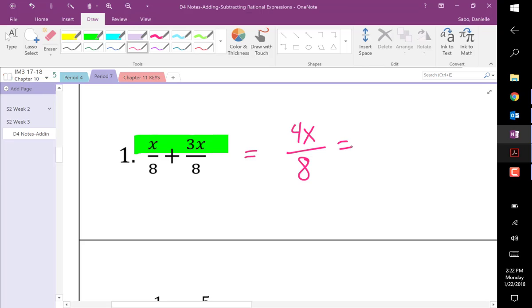How can I reduce 4/8? Divide it by 2, and what's left? You could divide by 2, you could divide by 4 too. Which one do you want to do? The 4. 4 is more likely to get us a smaller answer.